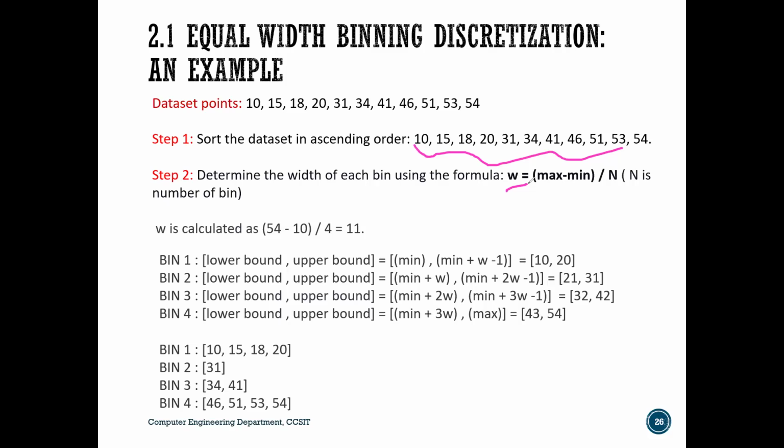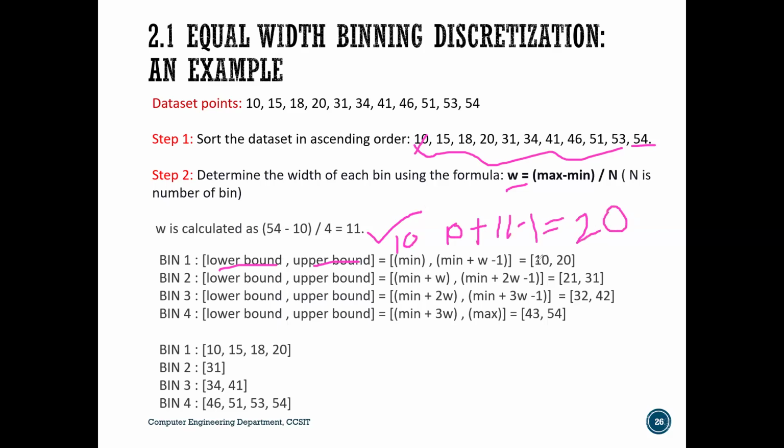My maximum is 54 and my minimum is 10. So what is my W? 54 minus 10 upon 4, so I am getting 11. Using this W value of 11, I will calculate the lower range and upper range of bin 1. The lower range is the minimum, and the upper range will be minimum plus W minus 1. Minimum is 10, so the first range starts at 10. Then for the upper range, 10 plus 11 minus 1, so I am getting 20.